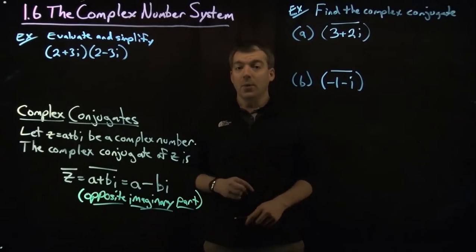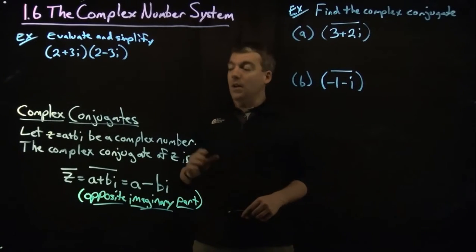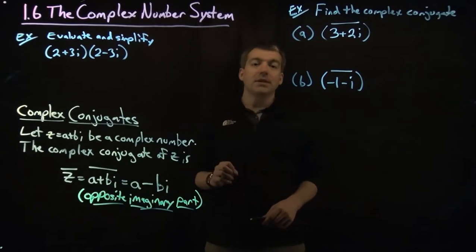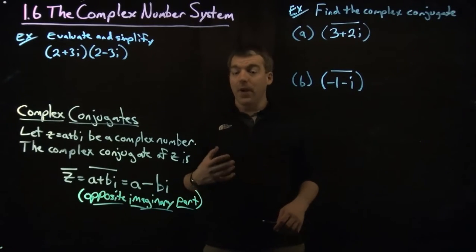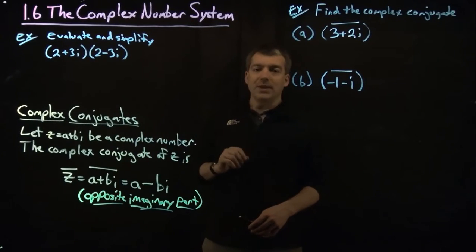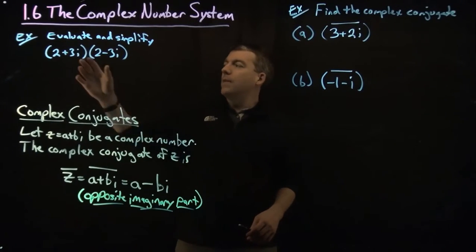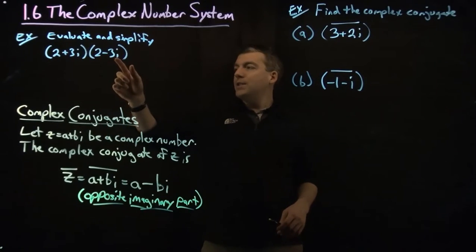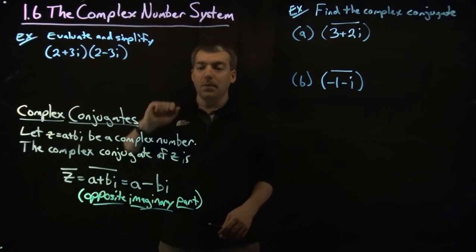Hi again. In this video we're going to look at finding the complex conjugate to a complex number and then using that complex conjugate to divide complex numbers. Let's start off with an example. Here we have 2 plus 3i and 2 minus 3i multiplied together.